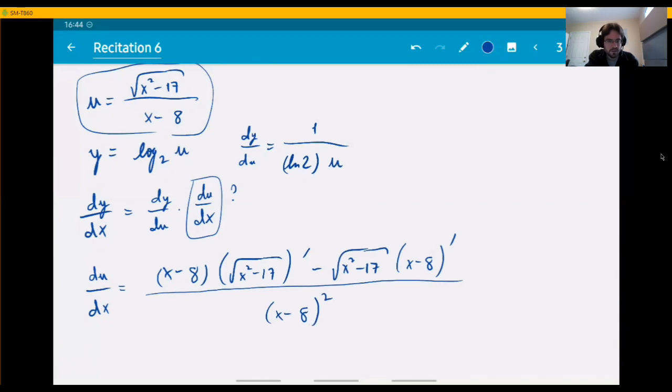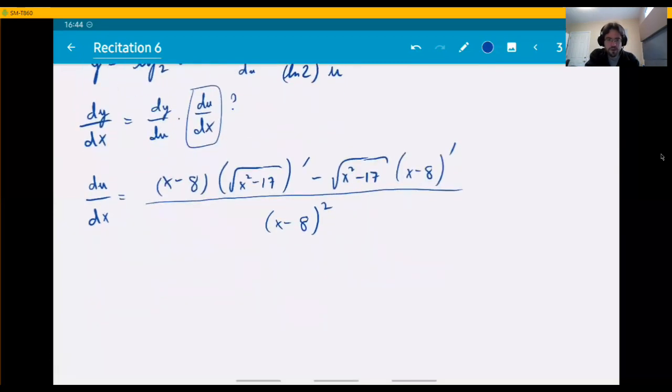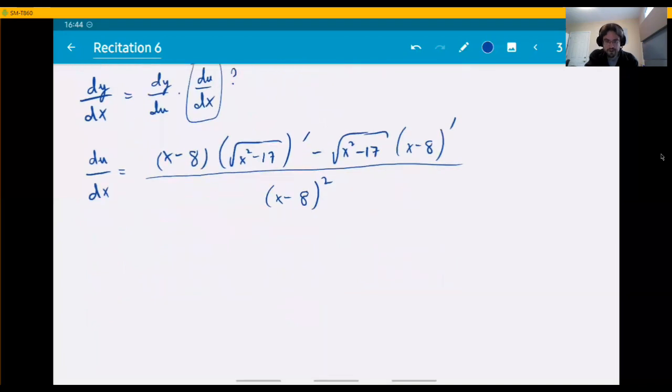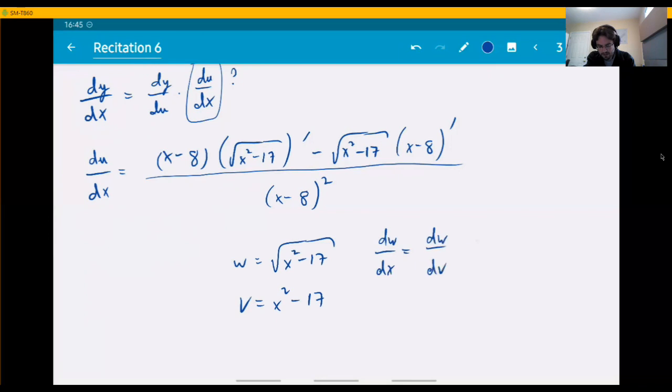Let's compute this. Okay, so when you look at this expression, the only derivative here that's going to be more or less difficult to find is this derivative of the square root. This is again one that requires a chain rule. Let's do it on the side here. Let's use variable names that we haven't used yet. Let's say we call it w, the square root of x squared minus 17. We want dw/dx. Well, let's call v the inside function, x squared minus 17. Then dw/dx is going to be dw/dv times dv/dx.